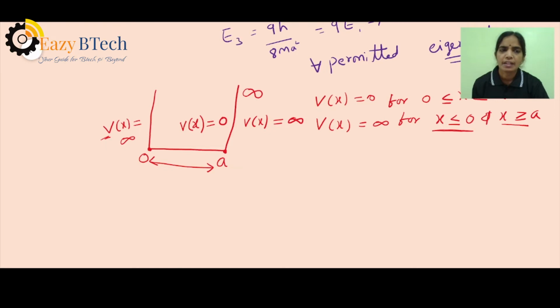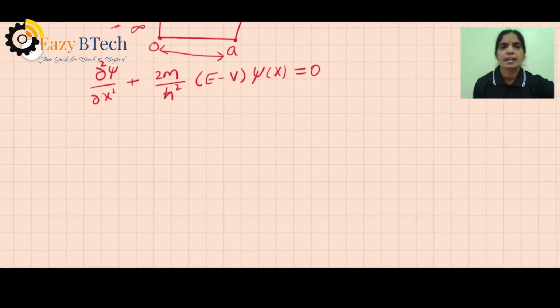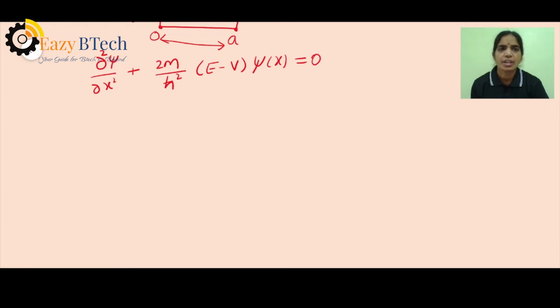Now recall our time independent Schrodinger equation, wherein we said that del square psi by del x square plus 2m by h cross square into (E minus V) psi of x equal to 0. We know that this is a second order time independent differential equation in the variable psi, where psi is the wave function. So we write this wave function psi of x as A sin kx. Already while calculating the eigenvalue we have seen that this k value is given as n pi by L. Now under this wave function, let us determine this constant A value.